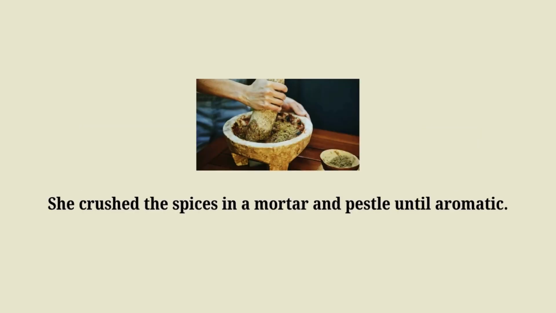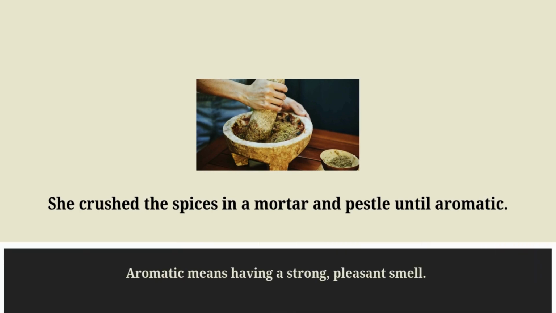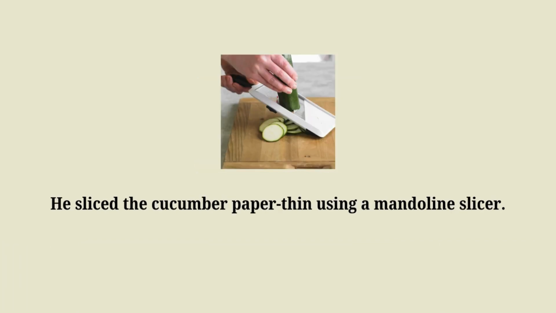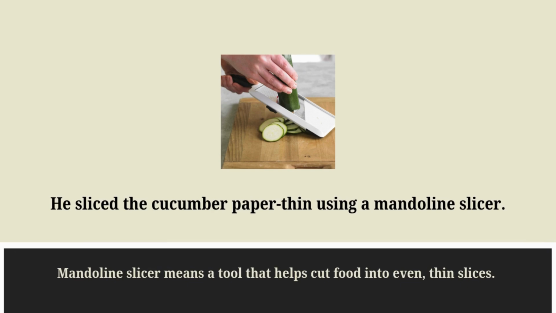She crushed the spices in a mortar and pestle until aromatic. Mortar and pestle means a bowl and club-shaped tool used to grind things, and aromatic means having a strong, pleasant smell. He sliced the cucumber paper thin using a mandolin slicer. Paper thin means very, very thin, like paper. Mandolin slicer means a tool that helps cut food into even, thin slices.